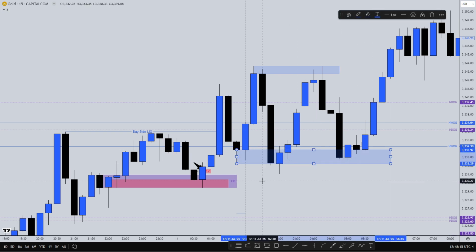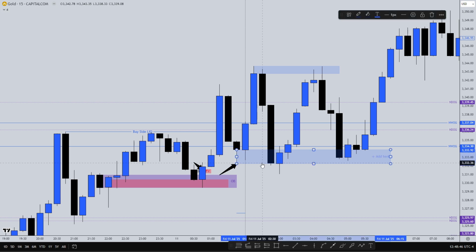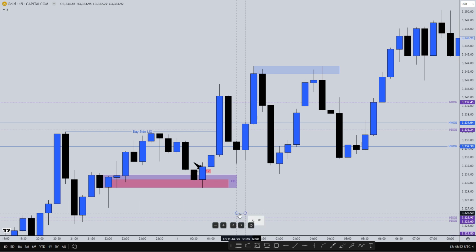We didn't close under this wick, so I would take it as a support area, which you can see how the prices did respect the first wick, with no other candle closing under the wick. Yes, there are some wicks here, but there is no 15-minute candle close under this wick. So I would take it as a support area. So this is how I take the support and resistance area.